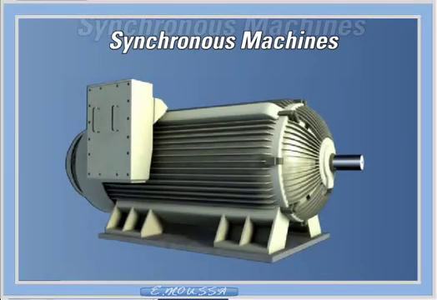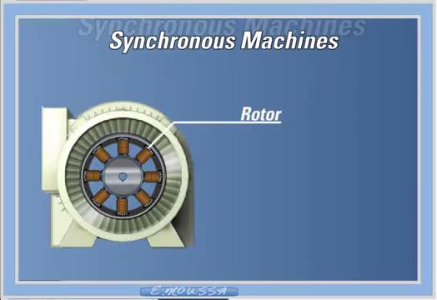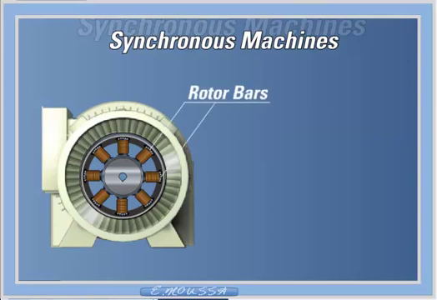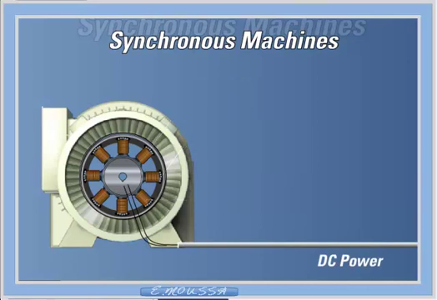Larger motors tend to be synchronous machines. The rotor of the synchronous motor is constructed similar to that of the squirrel cage rotor. In addition to rotor bars, coil windings are added. These coil windings are connected to an external DC power source through a slip ring and brush assembly.